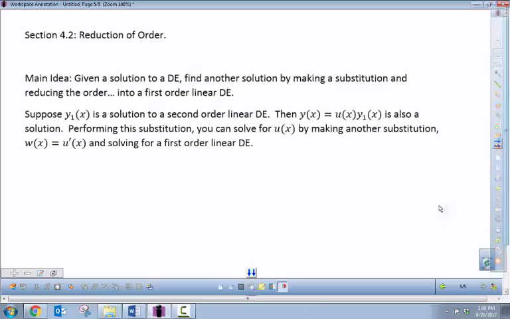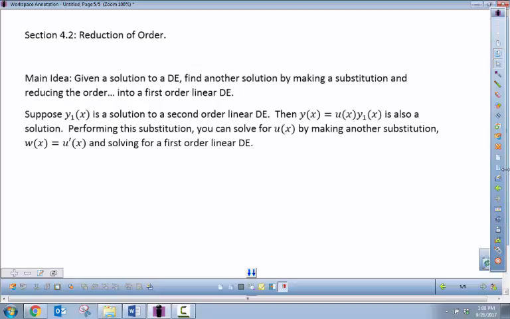So suppose y1 is a solution to a second order differential equation, then y equals u of x times y1 is also a solution. And then what you could do is plug that information into the differential equation and then solve for u, and then piece it together. All right.